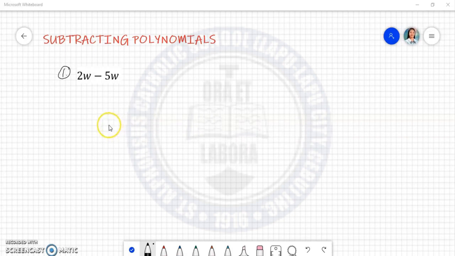Hi, hello there again, mathematicians. Now we are going to discuss for today subtracting polynomials. Subtracting and adding polynomials have similar rules, but in subtracting polynomials we have an additional step. Please be guided accordingly. So let's get started with example number 1.